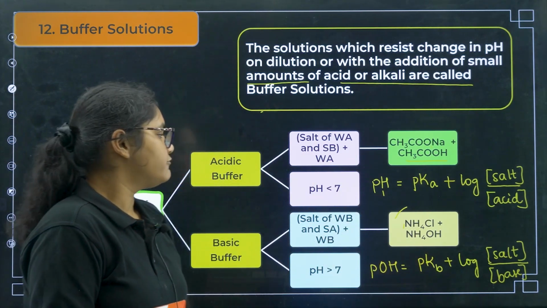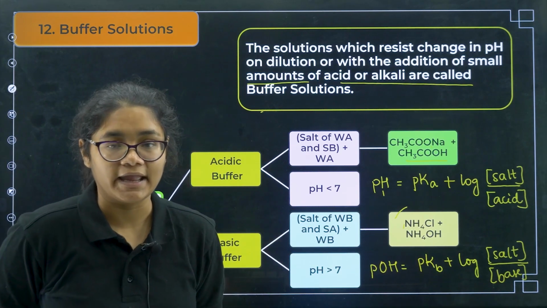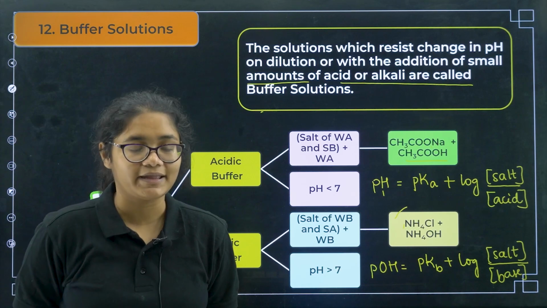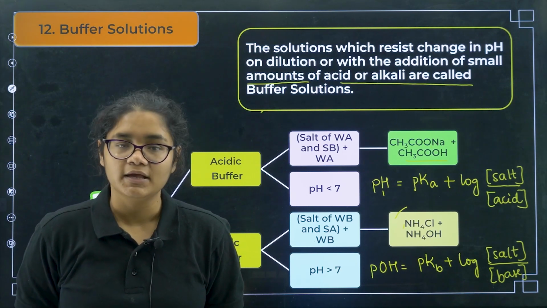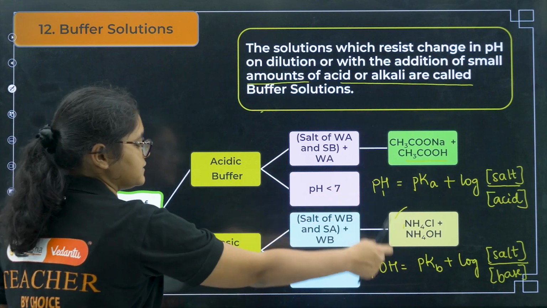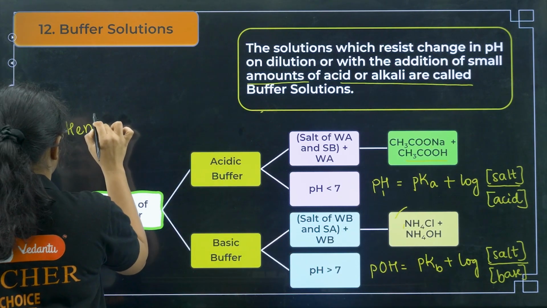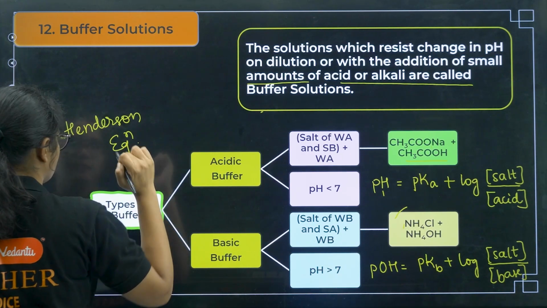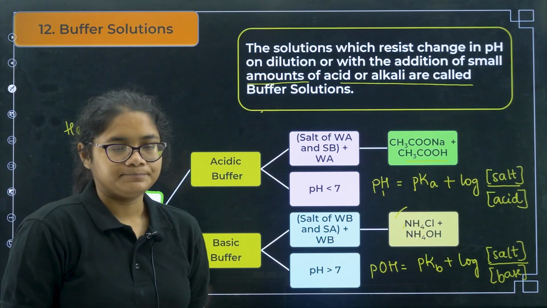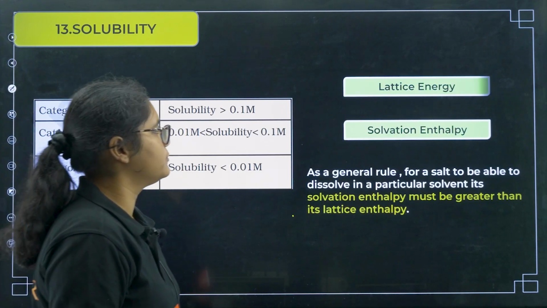Then you have the formula to calculate pH, that is pKa plus log of salt by acid, and for pOH it is pKb plus log of salt by base. These equations to calculate pH and pOH are called the Henderson equation. Clear? Fine. Now we will go to something called solubility product.